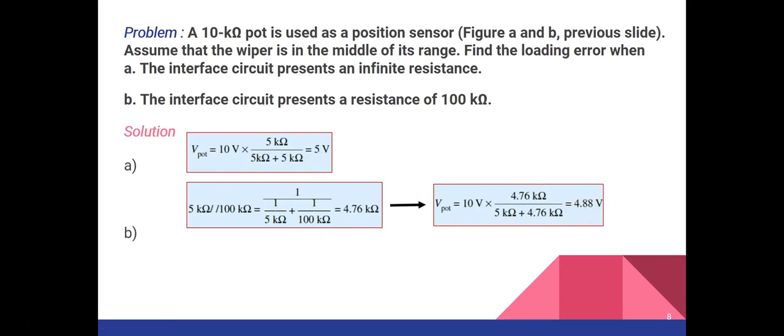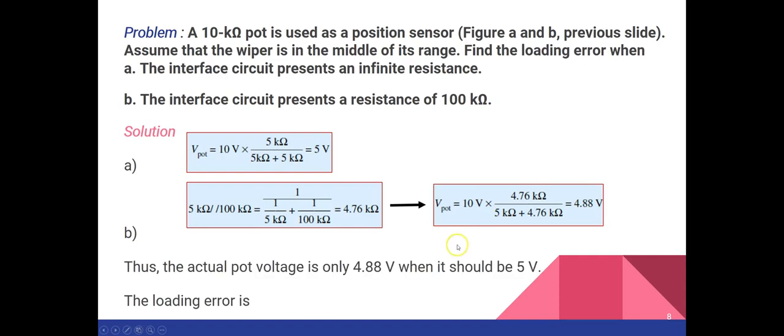Now using the loading error formula, which says VNL minus VL, meaning the output voltage with no load minus the output voltage with load applied, we subtract these two. This is without load and this is with load. When we subtract them, we get 0.12 volts of loading error. So this is the way you calculate the loading error.